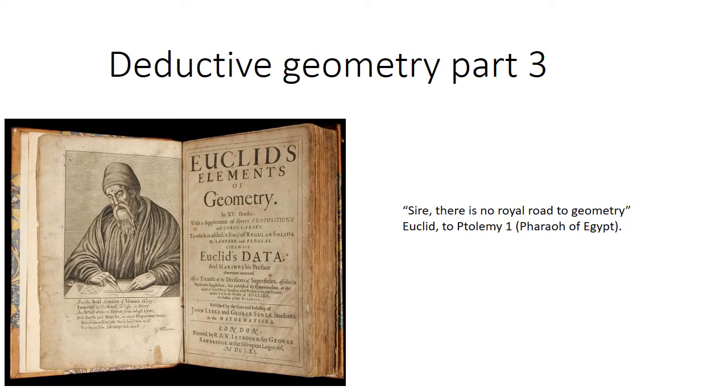Okay, let's talk about Euclid again. A famous quote from Euclid is this one: "Sire, there is no royal road to geometry." He said this to Ptolemy I, who was the pharaoh of Egypt at the time. The pharaoh had sponsored Euclid to write his textbook, but was having trouble understanding it. And when he asked Euclid to explain it to him or make it easier, Euclid's response was, basically, there is no shortcut to understanding it. It's going to take perseverance and time and effort.